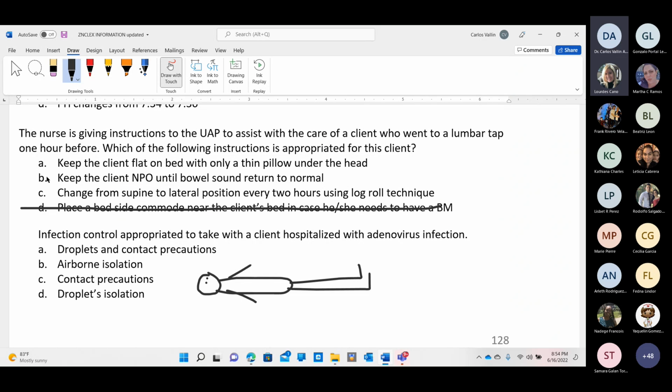And there is no need to be NPO, neither before nor after the lumbar tap. Please pay attention to what I said, because I saw it in an NCLEX question. There is no need to be NPO, empty stomach, before a lumbar tap. You understand? There is no need of any preparation for lumbar tap. You can have suspicion of meningitis, and you can have a coffee half an hour before, and they can do the lumbar tap. So we rule that out.